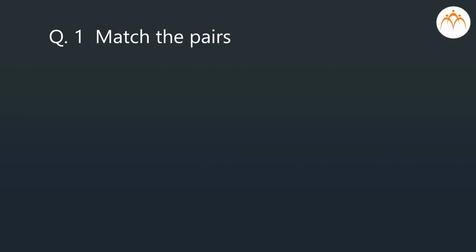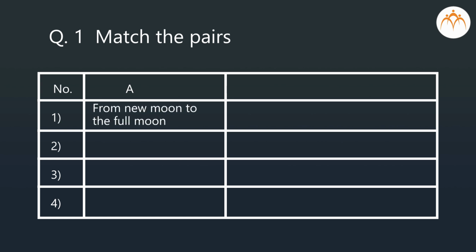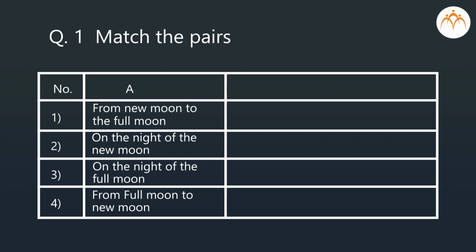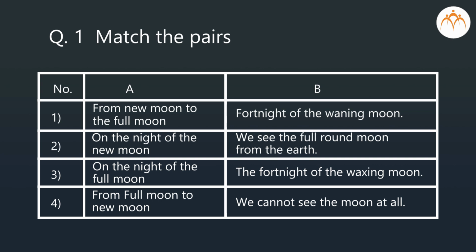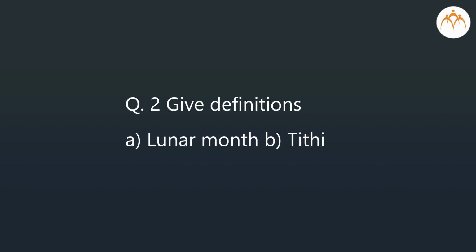Exercise. Match the pairs. A. From new moon to the full moon, on the night of the new moon, on the night of the full moon, from full moon to new moon. B. Fortnight of the waning moon. We see the full round moon from the earth. The fortnight of the waxing moon. We cannot see the moon at all. Give definitions. Lunar month. Tithi.